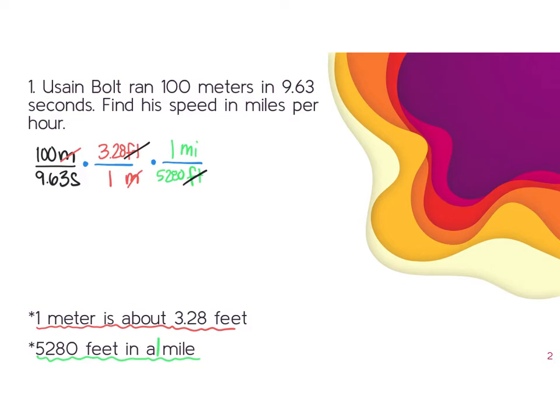Again, this fraction has to be equal to 1. 5,280 feet is equal to 1 mile, so it is 1. Now, as I look at all my numerators, the labels cancel out except for miles. I'm left with miles, and my problem asks for the final answer to be in miles. So I am done with the numerator. It does say that it wants it per hour, and as I look at my denominator, it is currently in seconds. So I now need to work on changing seconds to hours.